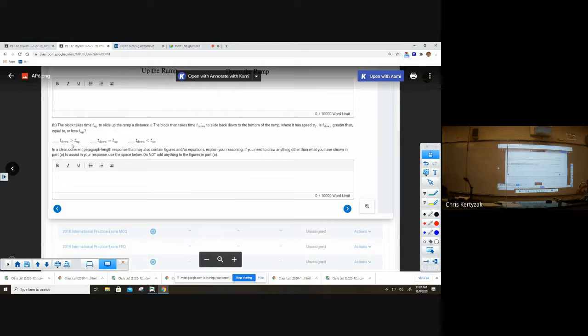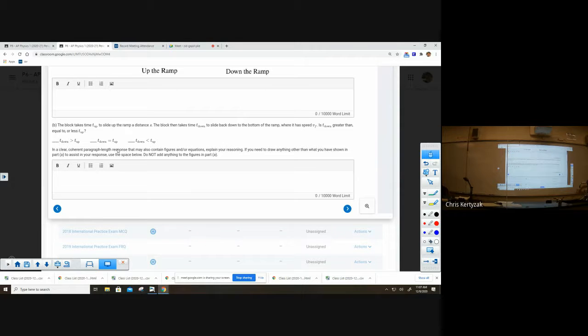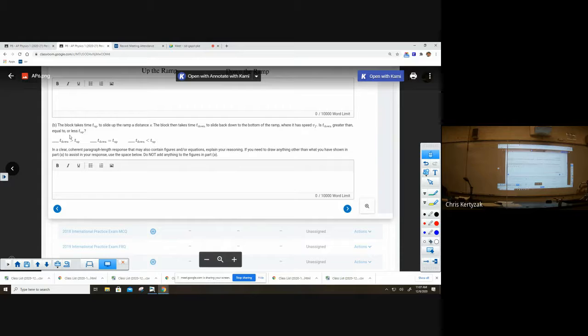Notice their wording: in a clear, coherent, paragraph-length response, which is defined by the AP College Board as being 3 to 5 sentences. I would err on the side of 4 or 5 if I were you, not 3, but it depends on the question. For students writing 1 or 2 sentences, and some students on the last exam did that, you were not meeting the criteria that I was trying to suggest you should try to hit.